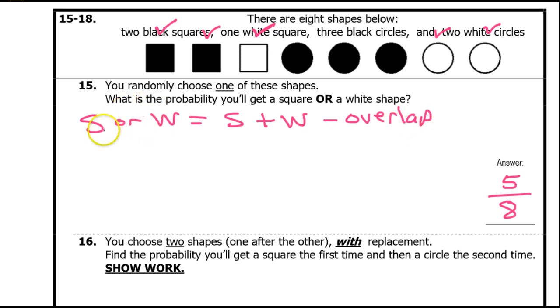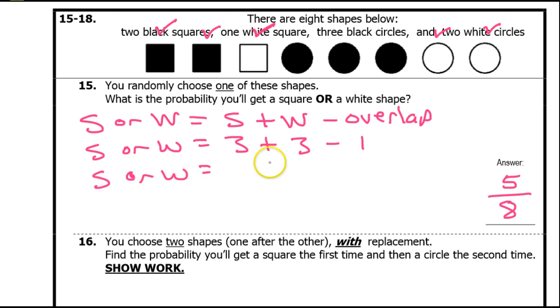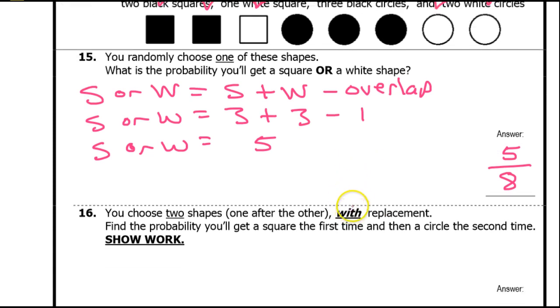Okay, so let's see. How many squares are there? So square or white is going to equal the number of squares, which is 3, plus the number of white shapes, which is also 3, minus the overlap. The overlap would be a square that is white, or a white square. So there's one of those, so minus 1. So square or white is going to equal 6 minus 1, which is 5. And then, that's the target, and I can just put that over a total of 8. Alright, so that's 2 ways to think about it.